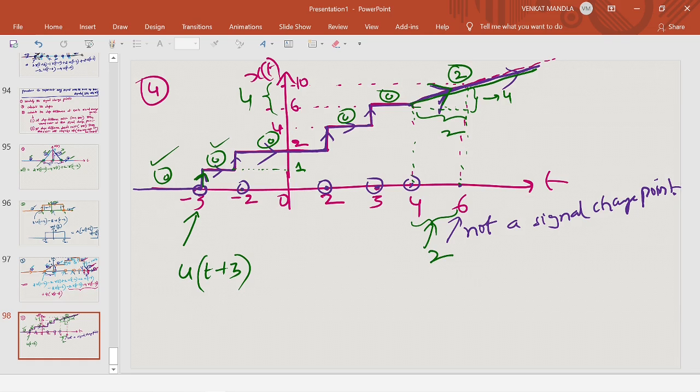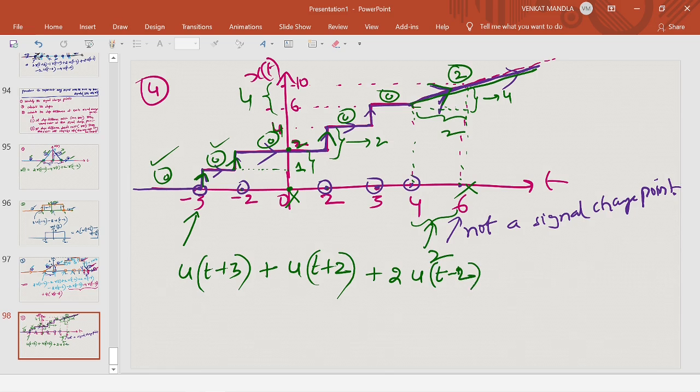Next, at t equal to minus 2 also signal change point, but how many steps is it increased? One step, 1 to 2 increased one step, so u of t plus 2. Next, t equal to 0 is not a signal change point, t equal to 6 also not a signal change point. And t equal to 2, what happens? Again step exists. Why? There is no slope difference, so how many units? 2 to 4. So this point is 2, this point is 4, so 2 to 4, 2 units of step, u of t minus 2 at t equal to 2.